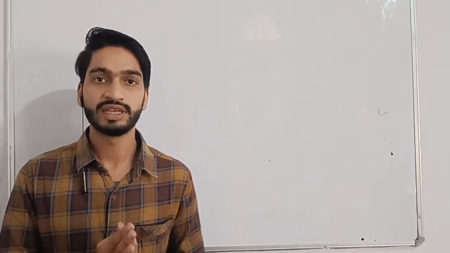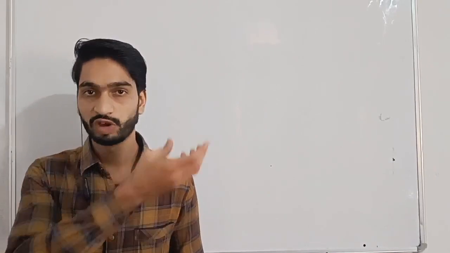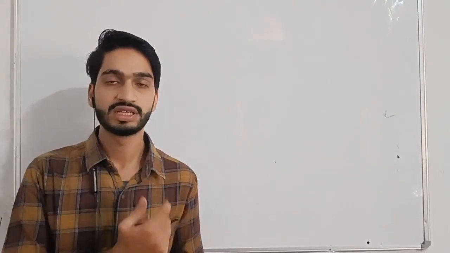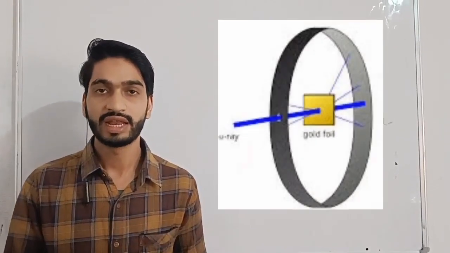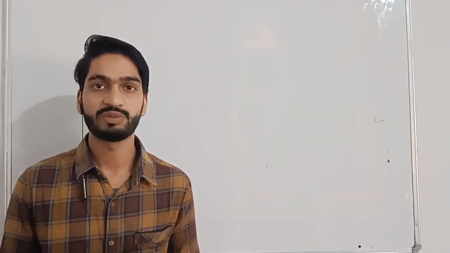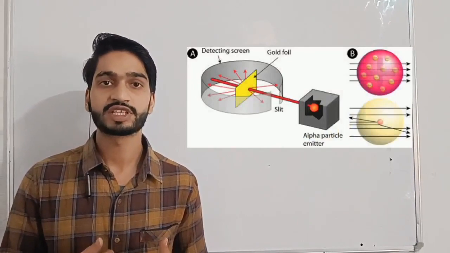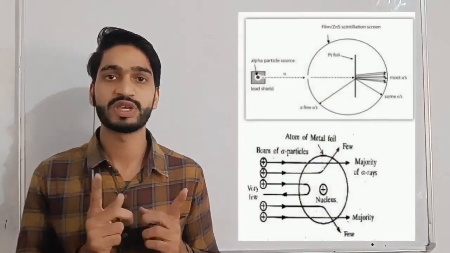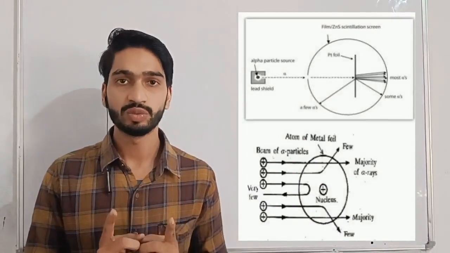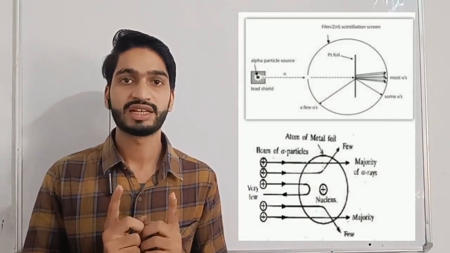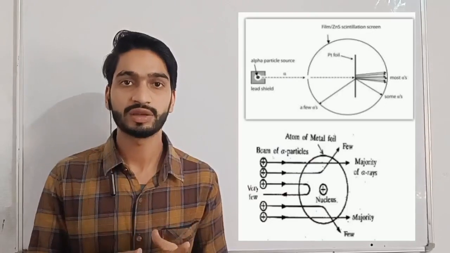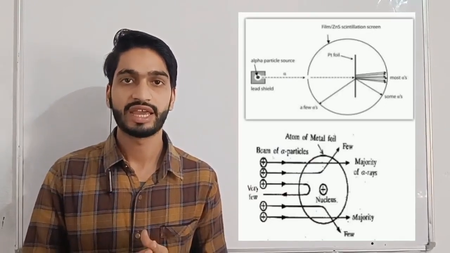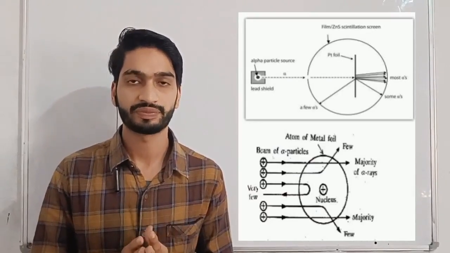In his alpha particle experiment, following are the things that he took to do his experiment: one screen, gold foil, and an alpha particle experiment kit. In this experiment, three things he observed. Number one, empty space inside the atom. Number two, very hard material in the interior of the atom. Number three, positive charge in the interior of the atom. And he discovered a nucleus in this way.